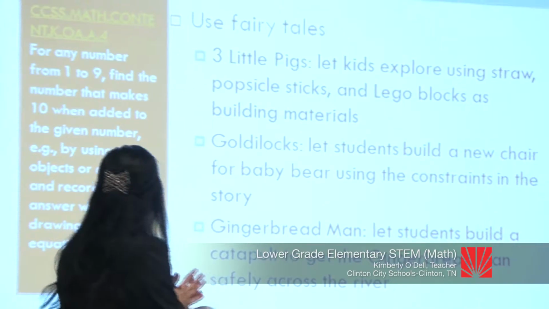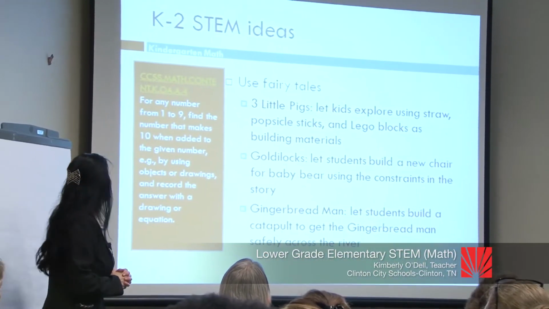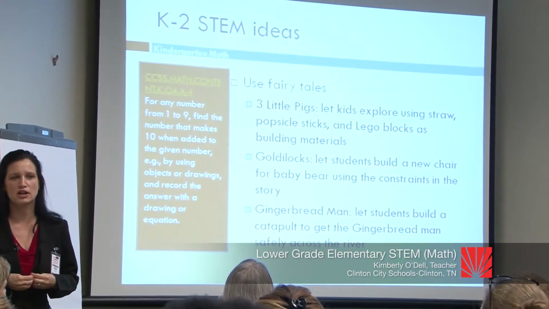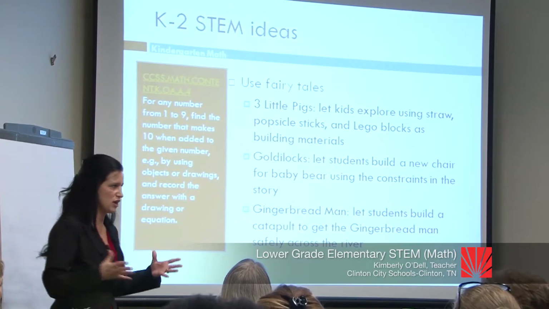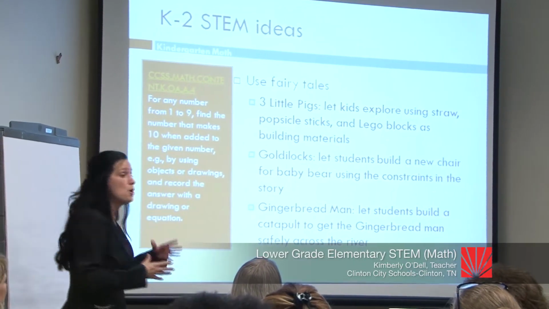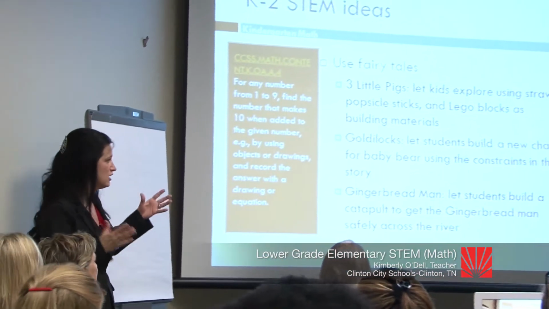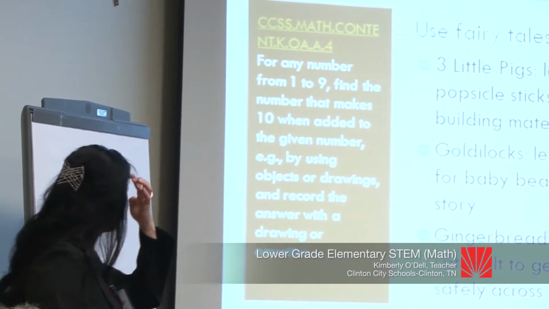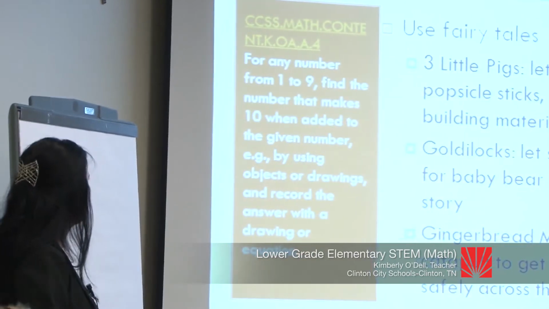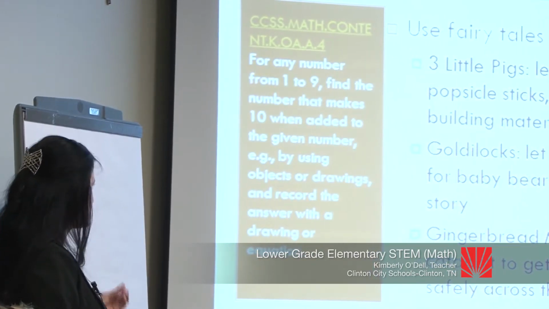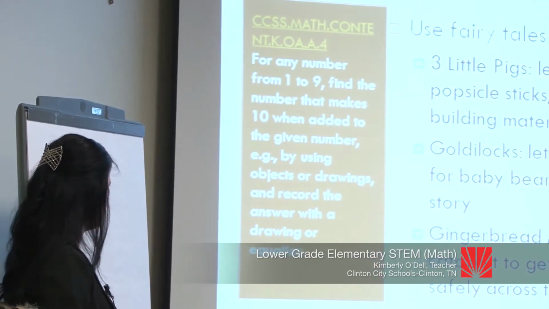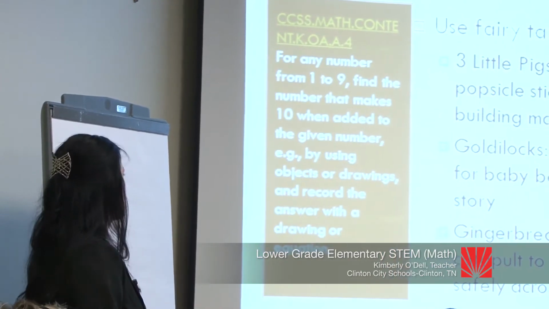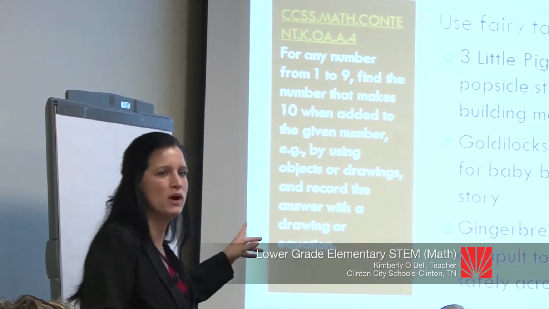Okay, so over here on the left side, what I did is I pulled off a kindergarten math standard. And I know you are not all kindergarten teachers in the room, but even if you're first grade or second grade, it would be a different math standard. The math standard I pulled off on this one is: for any number from 1 to 9, find the number that makes 10 when added to the given number by using objects or drawings, and record the answer with a drawing or an equation.